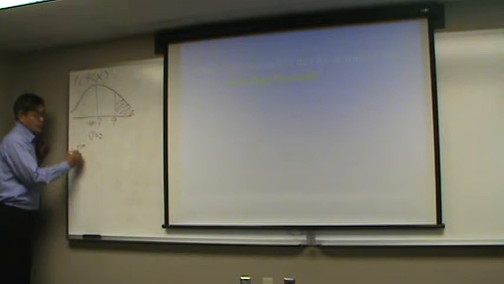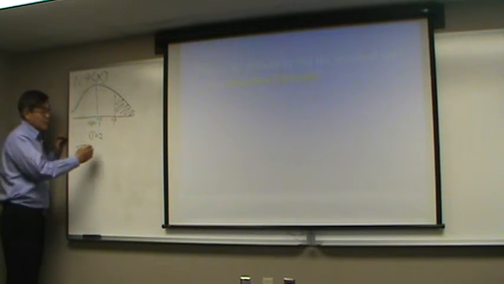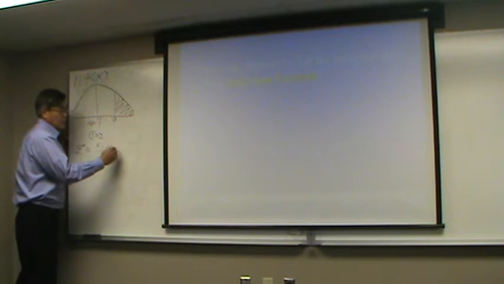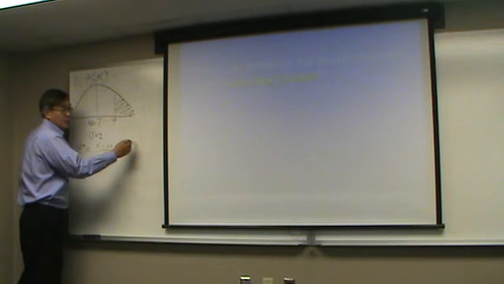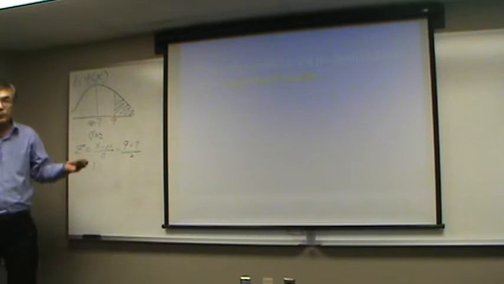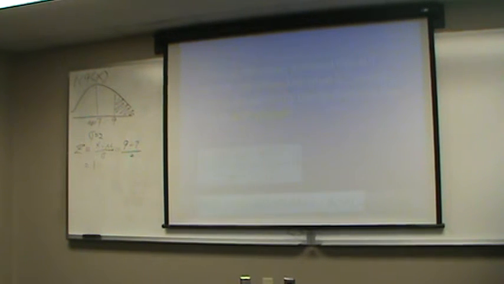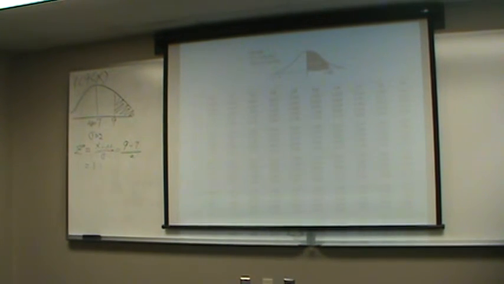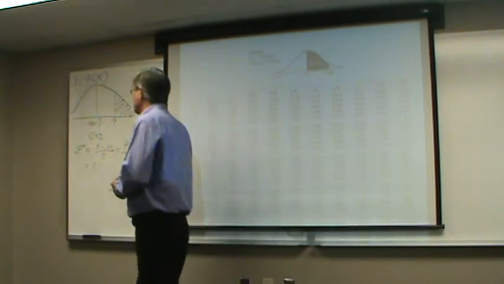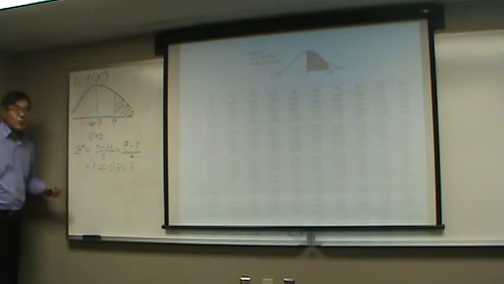Then again, we need a z-score to find the normal distribution area. z equals x minus mu divided by standard deviation, so x is 9, minus 7, divided by 2, equals 1, right? From the table, if the z-score is 1, then the area is 0.3413.